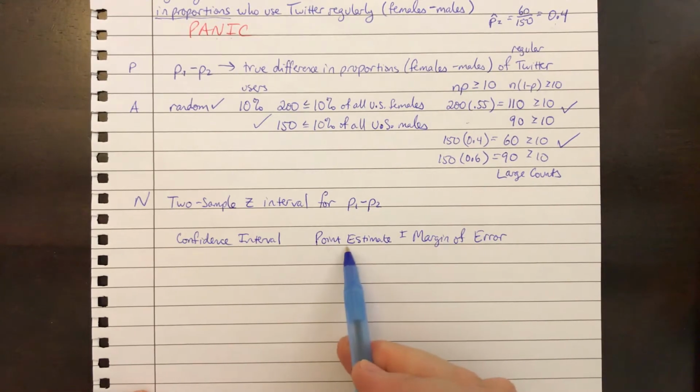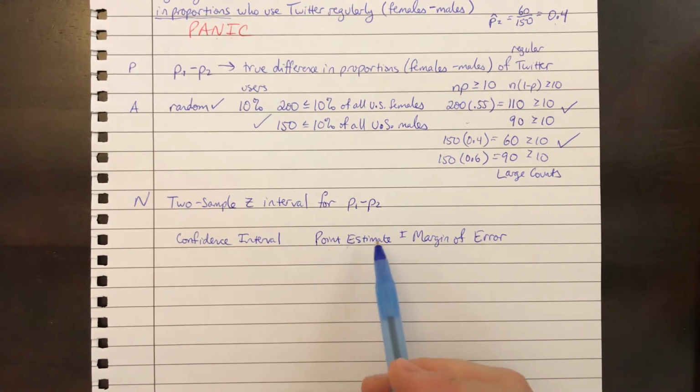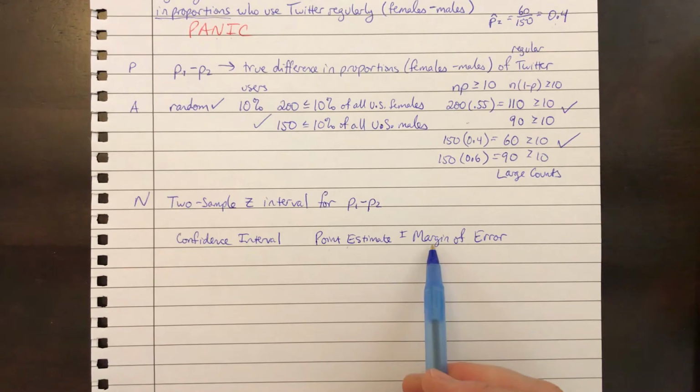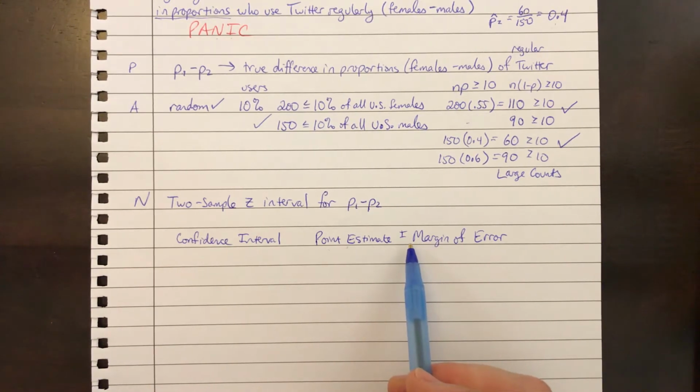So the point estimate is kind of our starting value, and then we are going to subtract a certain value to the left, and add a certain value to the right, and that's going to give us our interval of where we think the true proportion is going to be.